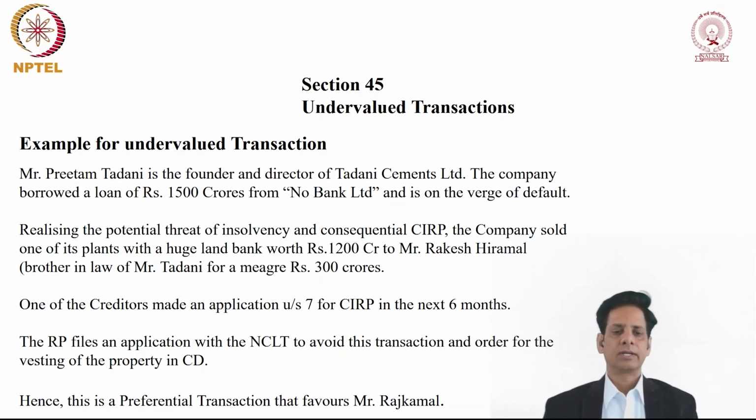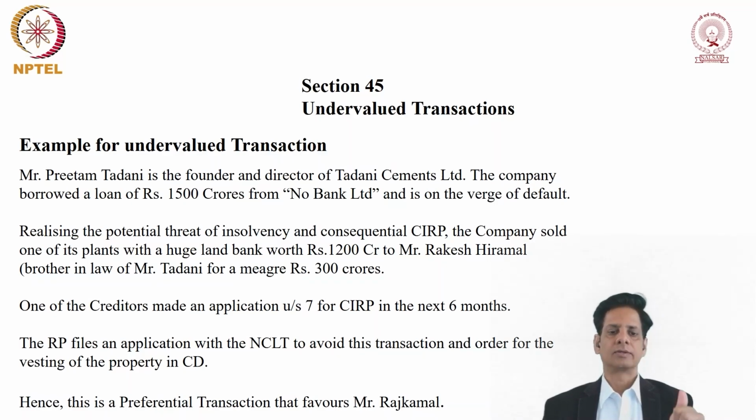Now what happens? Let's say at this stage, the CD goes into CIRP in the next 6 months. The RP, the first thing that it will do is identify this transaction and say that this is an avoidable transaction. The RP then files an application to NCLT and seeks avoidance of this transaction. And if NCLT finds substantial evidence, it may call this an undervalued transaction, actually cancel the transaction and make benefit to the CD.